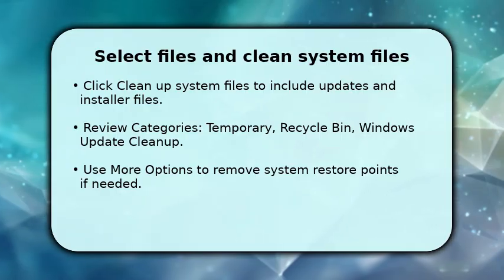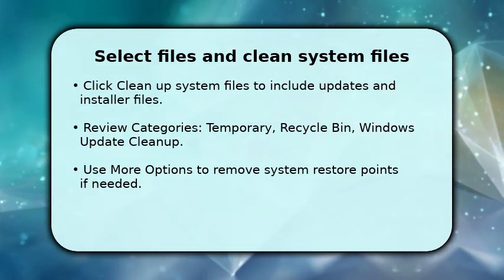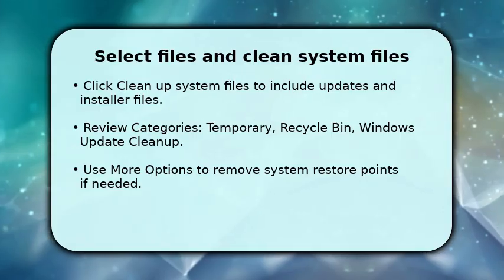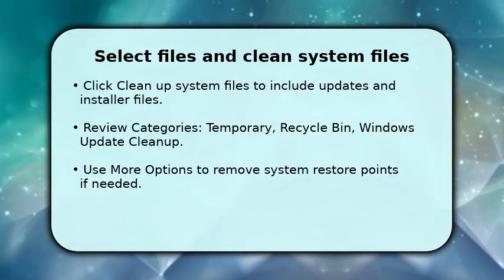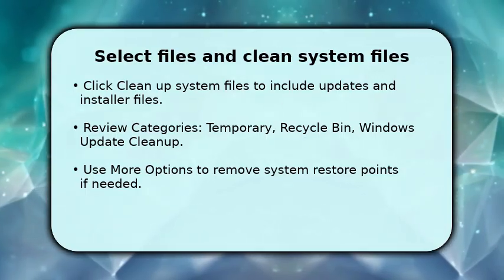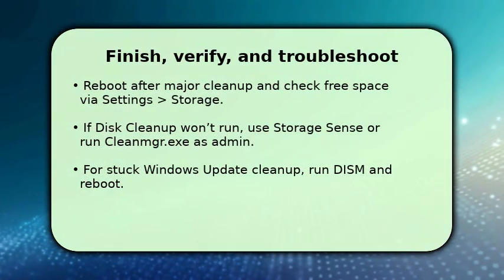Use more options to remove old system restore points and shadow copies when you need maximum recovery space, but know this removes rollback options. Once selections are made, complete the process by rebooting to finalize removal of files like Windows Update components. After restart, verify reclaimed space in Settings System Storage.